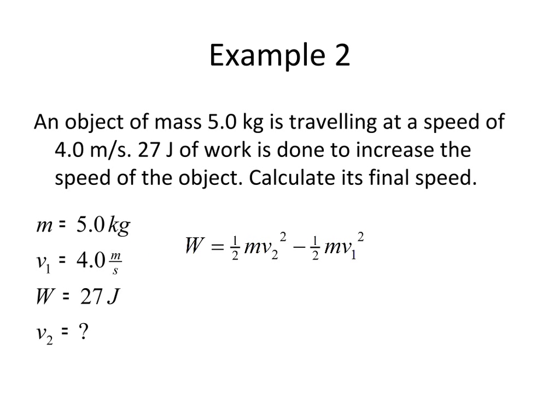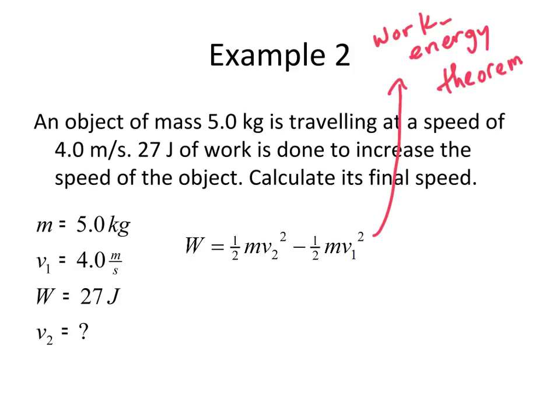Our work equation, and this is often referred to as the work energy theorem, which tells us that the work that's done on the object is equal to the change in the object's energy. In this case, it's the change in kinetic energy. However, later we'll see that we can use the work energy theorem with other kinds of energy. We could do work on an object to increase its gravitational potential energy or to increase its elastic potential energy, but again, we'll look at those later.